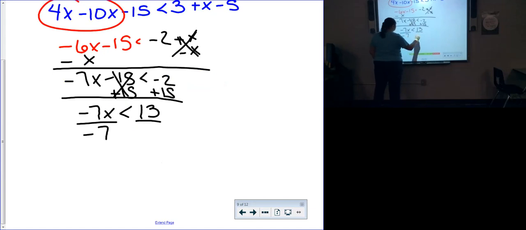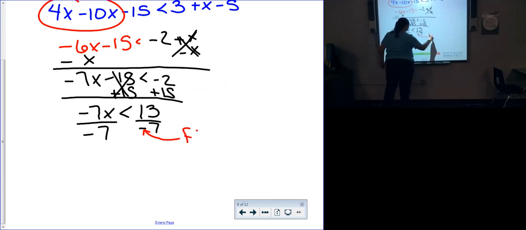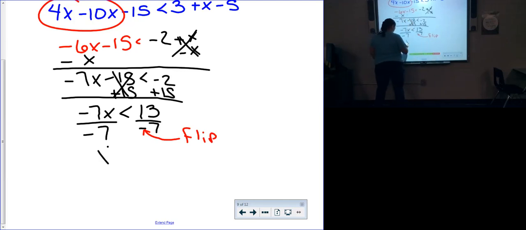Divide by -7. Notice I do have a negative here on the bottom. Negative means flip. So x is greater than -13/7, and that's my final answer.